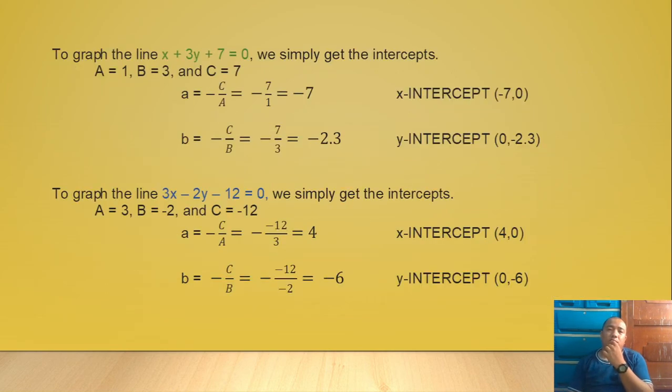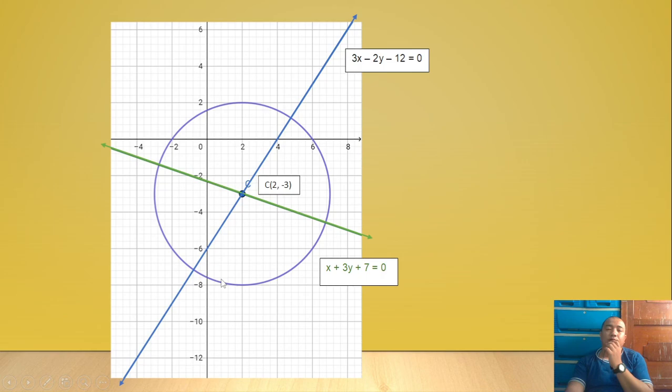Now, to graph the line x plus 3y plus 7 equals 0, we simply get the intercepts. So, x and y intercepts. Kasi these are the two lines that intersect, so point of intersection is the center. So, for line x plus 3y plus 7 equals 0, x-intercept negative 7, y-intercept negative 2.3. For the line 3x minus 2y minus 12 equals 0, x-intercept is 4, y-intercept is negative 6. Just graph the two lines and you can be able to show that their point of intersection is the center 2, negative 3.